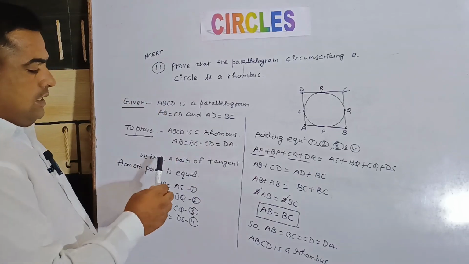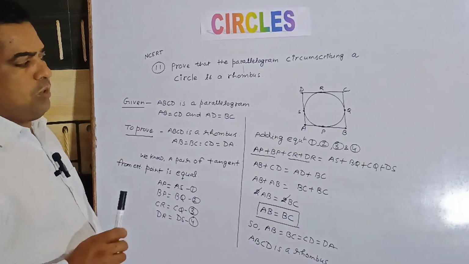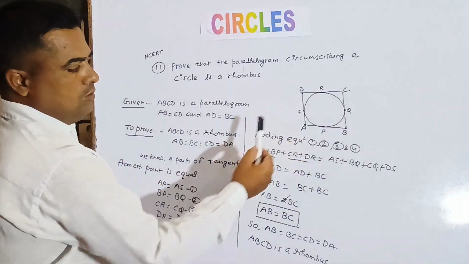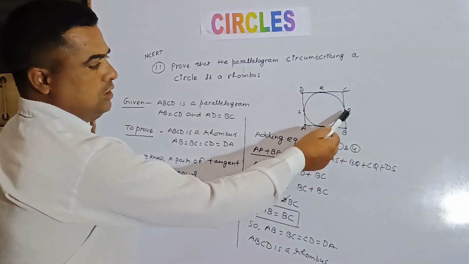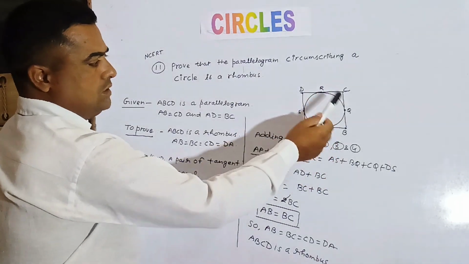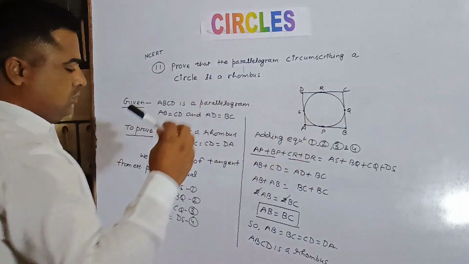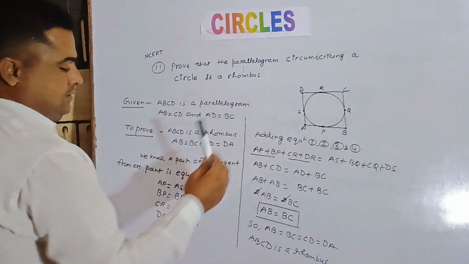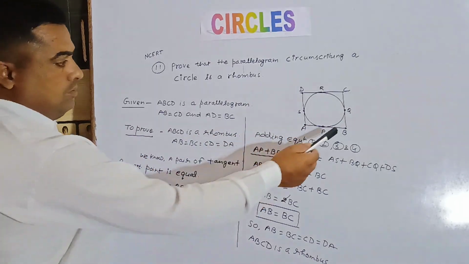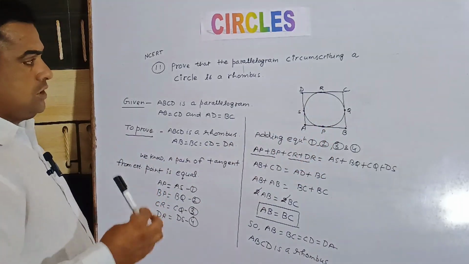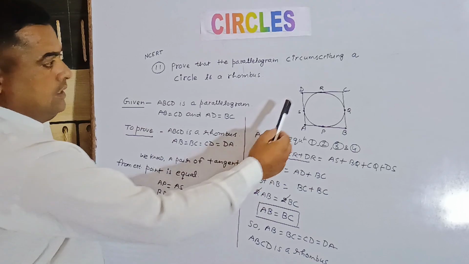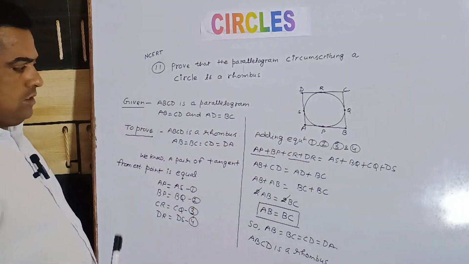Students, we know a pair of tangents from an exterior point will be equal. Suppose A is an exterior point, so AP will be equal to AS, BP is equal to BQ, CR equals CQ, DR equals DS. We have written here AP equals AS, equation number 1, BP equals BQ, equation number 2, CR equals CQ, this is equation number 3, and DR equals DS, this is equation number 4.